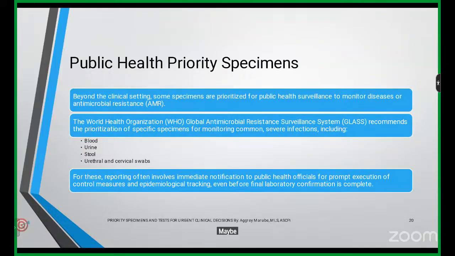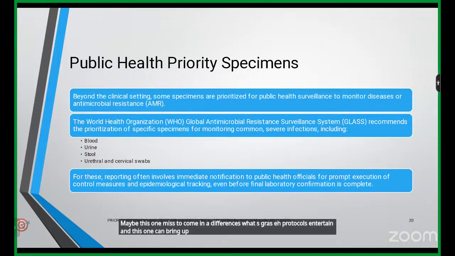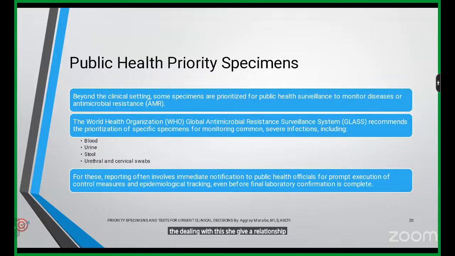Maybe this one needs to come in a different session, what GLASS protocols entail. And this one can bring us up to speed on which blood samples fall into certain categories of prioritization according to the WHO GLASS system. Urine also, stool also. I've stated about polio and issues dealing with Shigella, dysentery, and others.